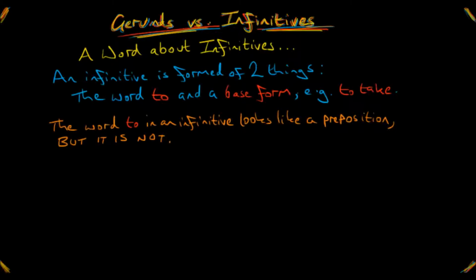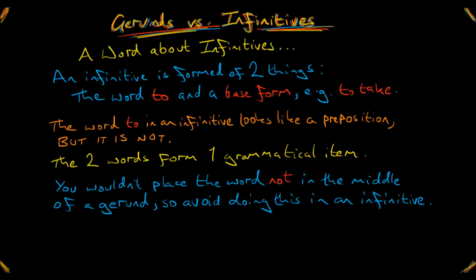The word to in an infinitive looks like a preposition, but it is not. The two words form one grammatical item. What we said earlier about prepositions, concept number one, is that they show a relationship between two noun phrases. Well, the word to, when it's part of an infinitive, clearly does nothing of the sort. It doesn't do that job. So when it's part of an infinitive, it's not a preposition.